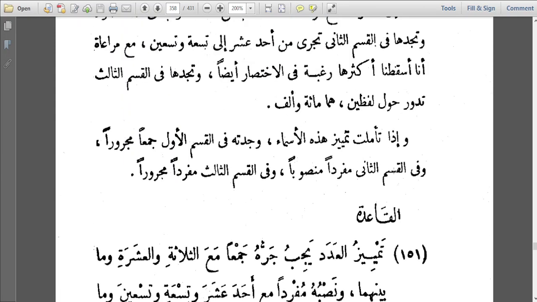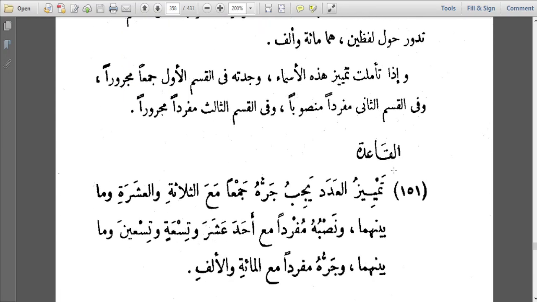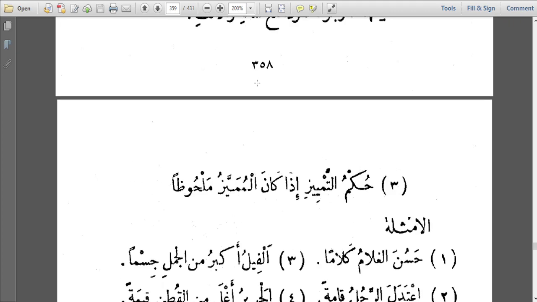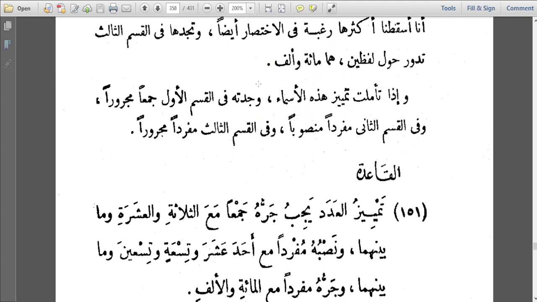And do not forget the قاعدة that I mentioned: العدد من الثلاثة إلى العشرة يخالف المعدود في التذكير والتأنيث. It's a simple qaida that you need to memorize. Okay, in our next meeting, we look at حكم التمييز إذا كان المميز محذوفا. We enter some other room, inshallah.